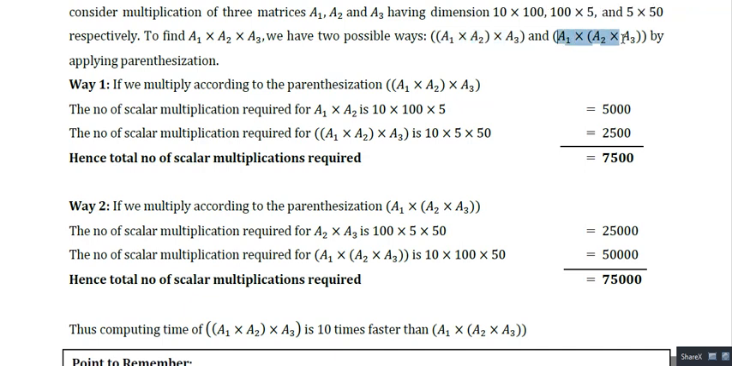So now both these things will lead to the same multiplication result. Okay. So in this matrix chain multiplication, we are not bothered about getting the matrix multiplication result. Rather, we are bothered about finding the result with minimum time or minimum number of scalar multiplications. Right.